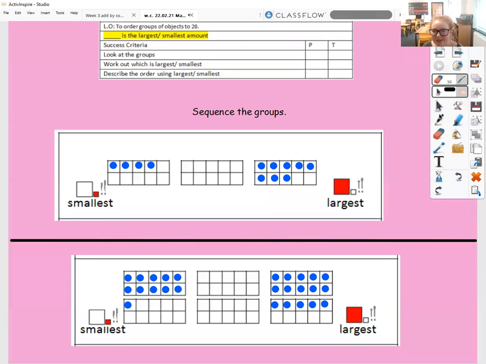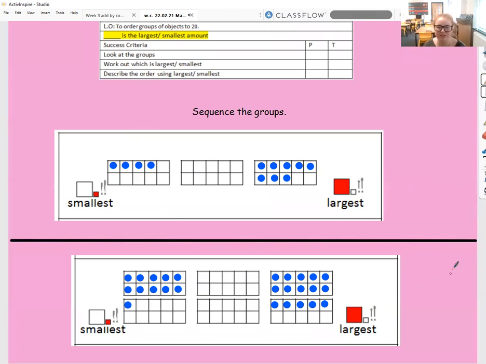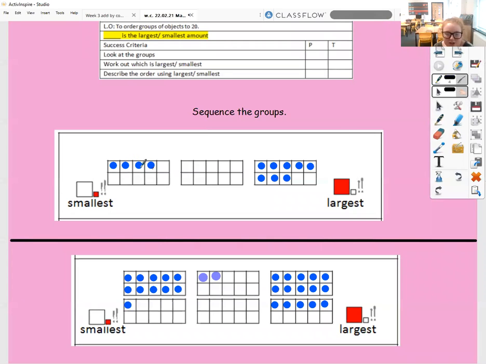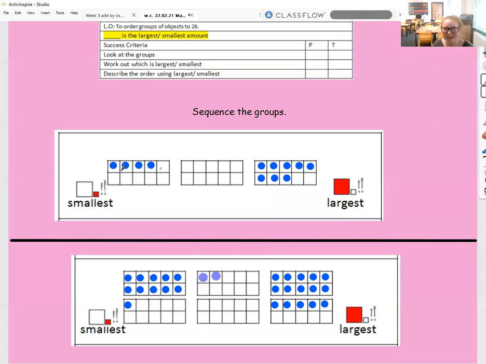Okay, so let's have a look at these numbers here. First of all, we're going to look at which is the smallest and then which is the largest number. So we'll look at the groups and find out how many counters are in each group. How many counters do we have in our first group? Do we have any 10s? For a 10, we need 10 ones. 10 ones in a tens frame looks like a full frame. Do we have any full frames in our first group? No, we do not. So we have 0 tens.